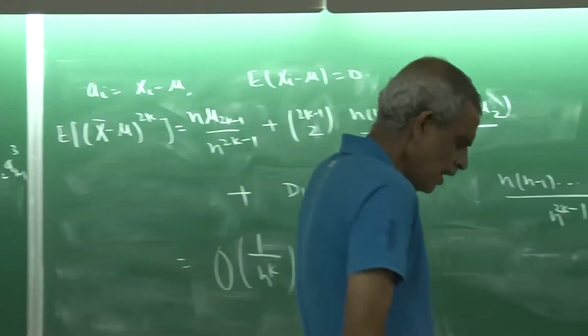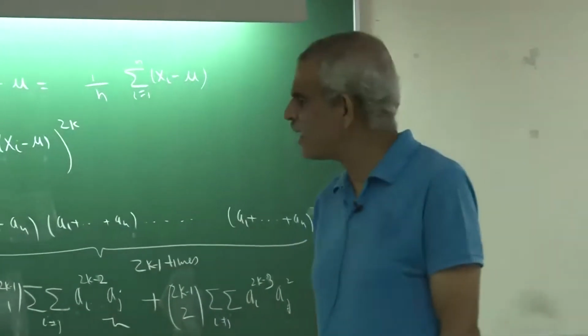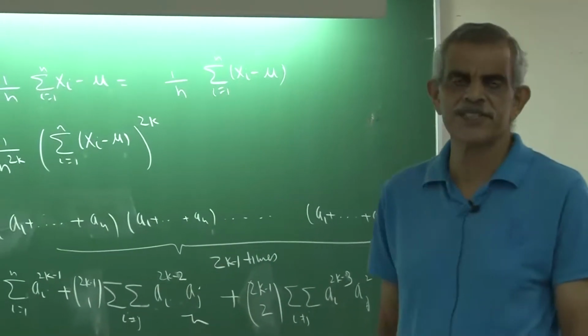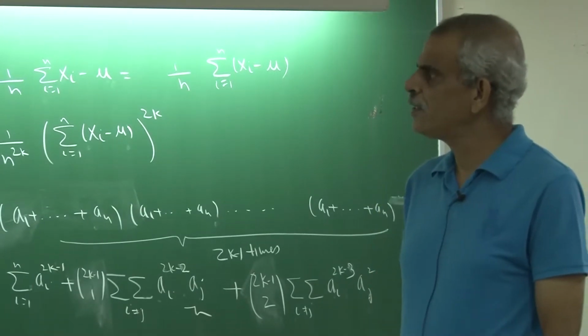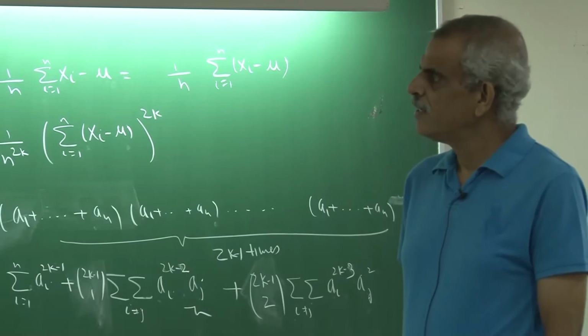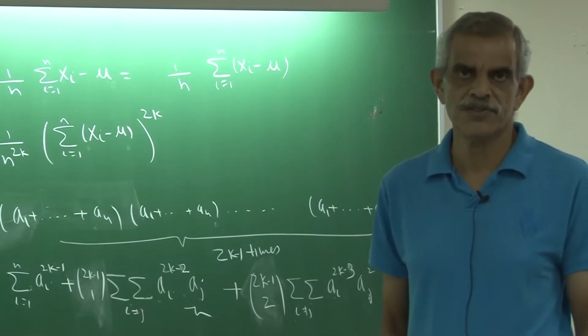So this is where I would stop today. Next time I'll deal with some more expressions which may be useful in comparing the asymptotic risks of different estimators as n goes to infinity.